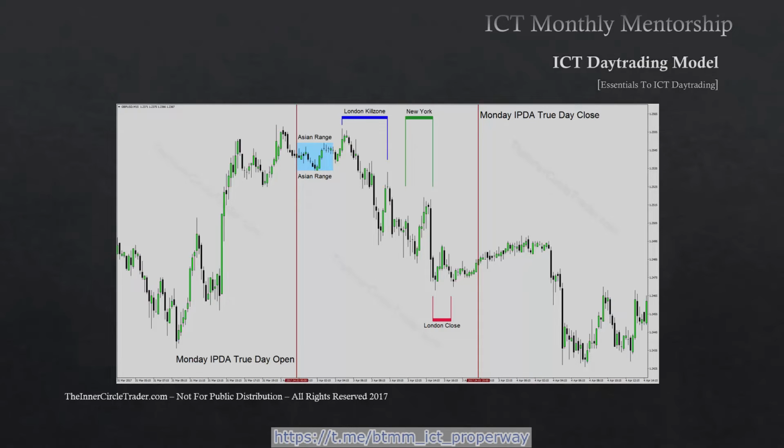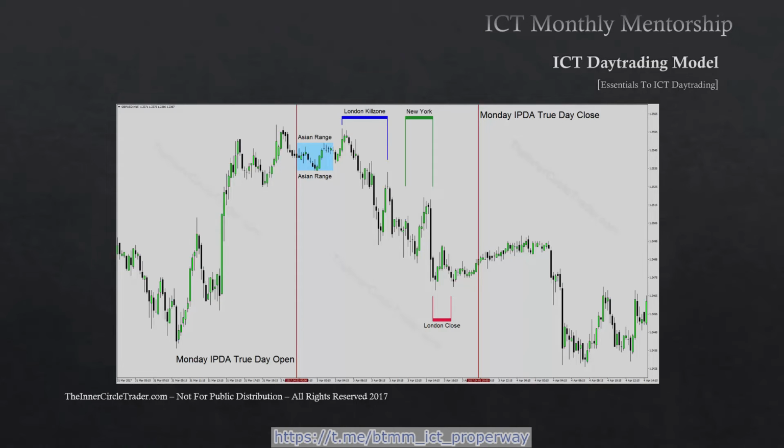Not only are we blending elements of ICT data ranges and PD array matrix, we're looking at institutional order flow, but now we have an element of time that it gets so precise, it's hard to deny how anyone looking at this chart can see there's an algorithmic pattern and it's related to time.